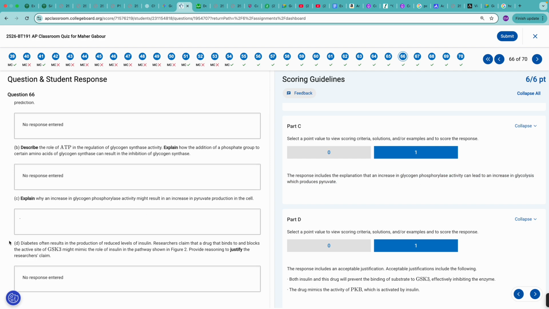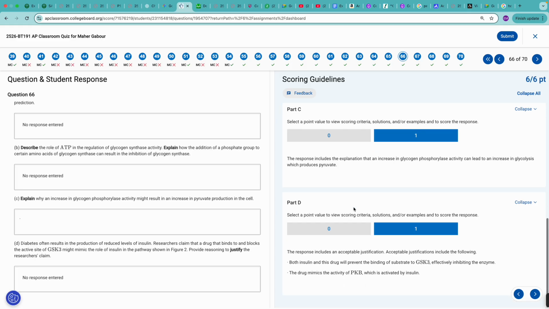Okay, part D, diabetes often results in the production of reduced levels of insulin. Researchers claim that a drug that binds to and blocks the active site of GSK3 might mimic the role of insulin. In the pathway shown in figure 2, provide reasoning to justify the researcher's claim. Both insulin and this drug will prevent the binding of substrate to GSK3, effectively inhibiting the enzyme. The drug mimics the activity of PKB, which is activated by insulin.